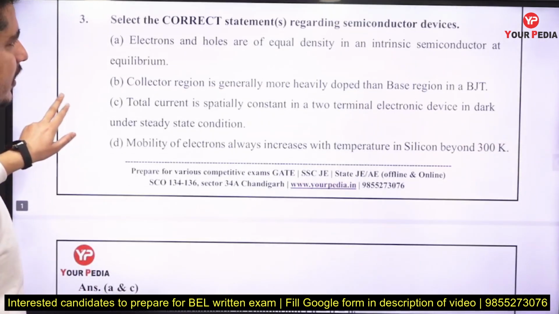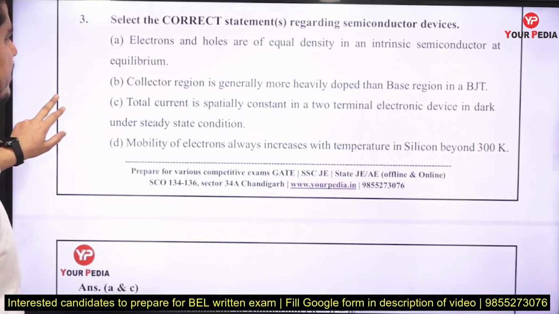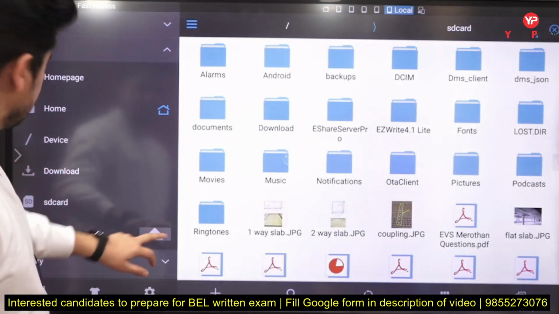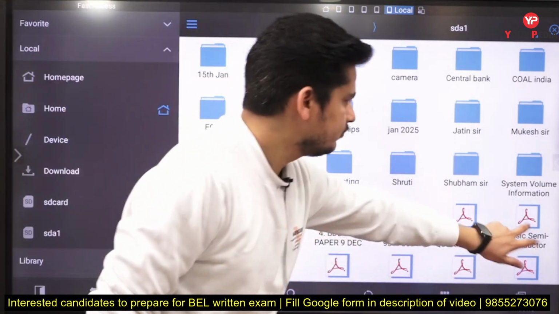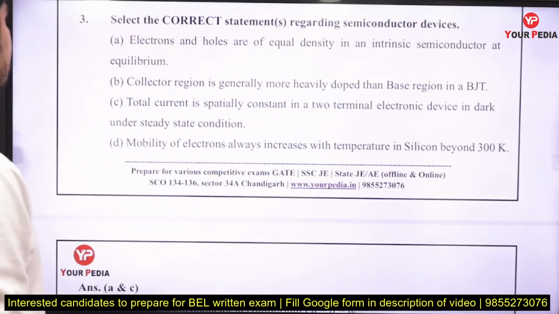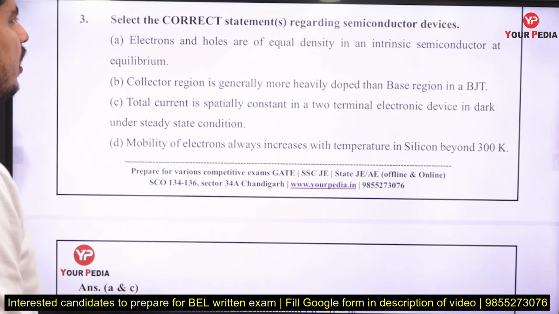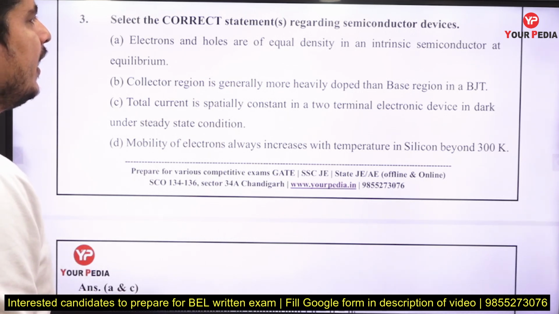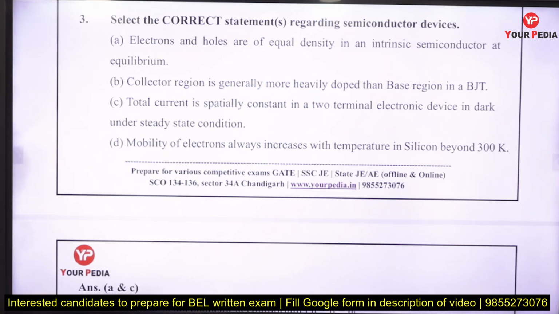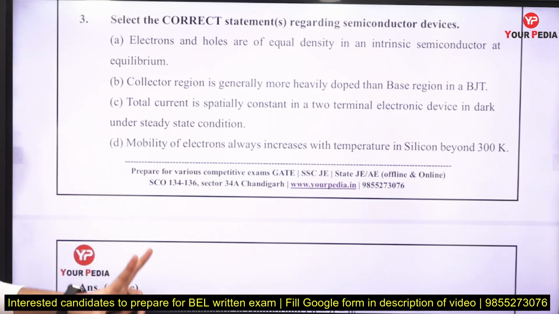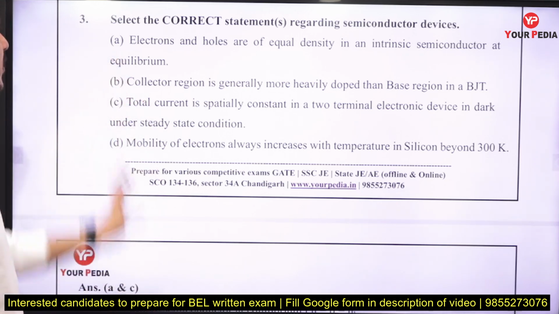State the correct statement regarding the semiconductor devices. Which statement is correct regarding the semiconductor device? Electrons and holes are of equal density in an intrinsic semiconductor at equilibrium. See, whenever we are talking about an intrinsic semiconductor, the number of electrons and the number of holes are always the same. Remember that, right? The first is the answer.